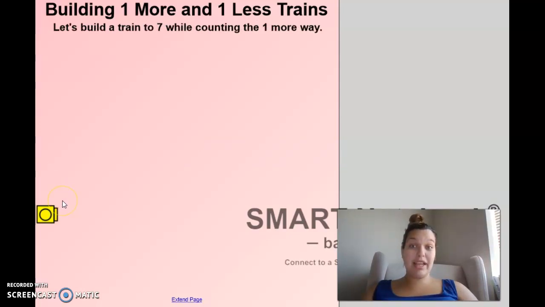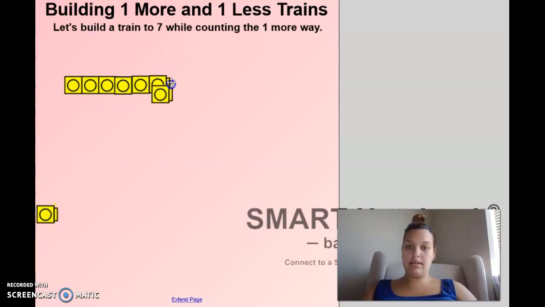Now let's build a train, a 7 train. Okay, can you help me? 1, 2, 3, 4, 5, 6, 7. Awesome.